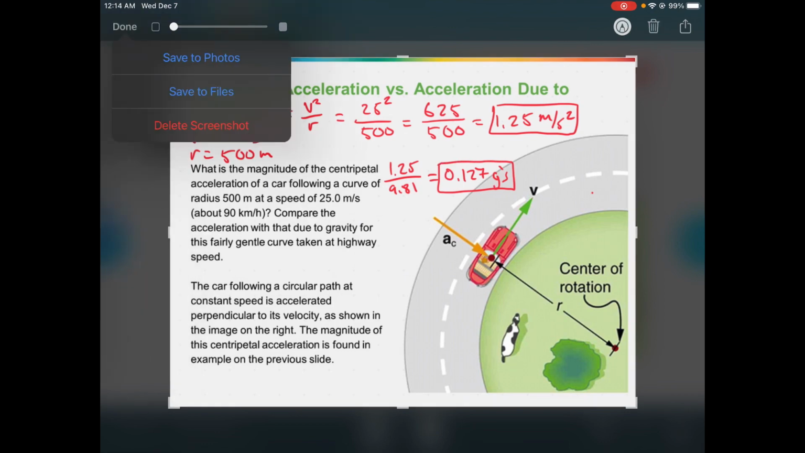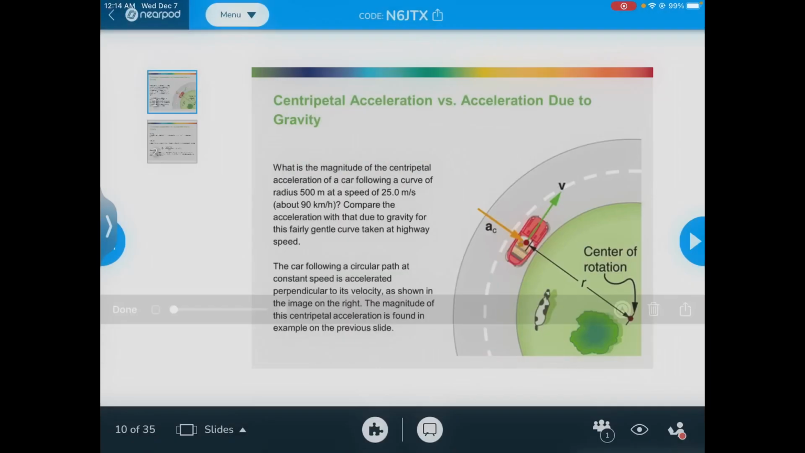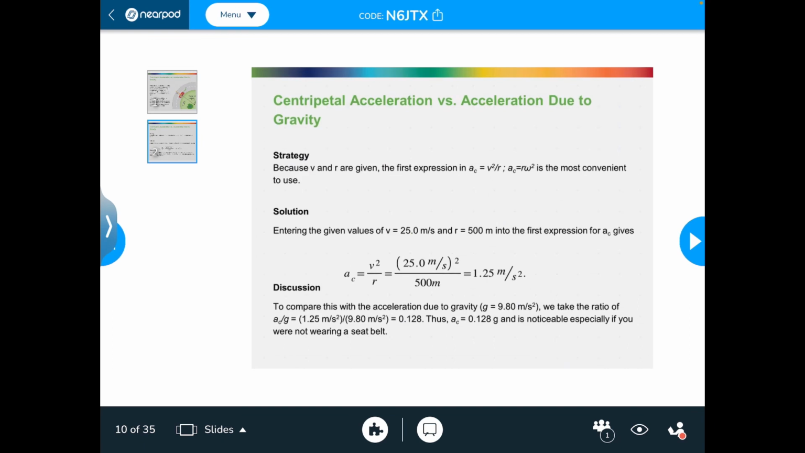All right, so let's take a look at their work for it, which should be pretty much the same idea here. And there we go, same work. They got the 1.25 meters per second squared. And you can see in the discussion portion there that they round differently, so they do get a different answer there, 0.128 g's, which is noticeable because again, in this situation, it says they're not wearing a seatbelt. Hopefully you are, right?